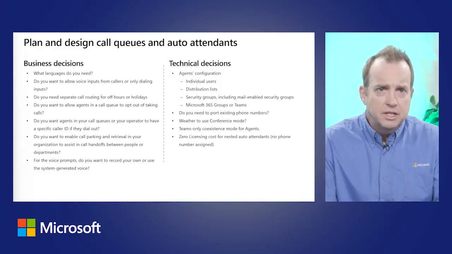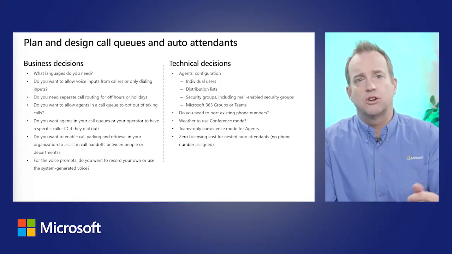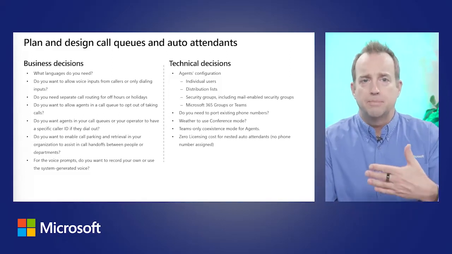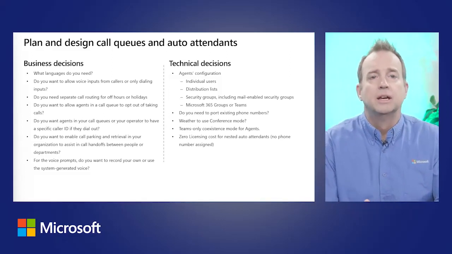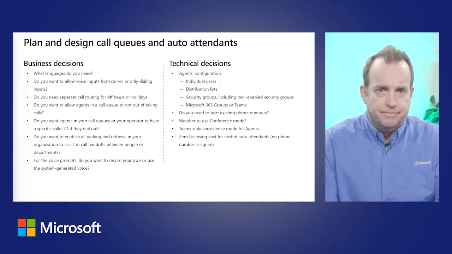And do you want to have a specific caller ID for dial out? So let's say you're a collection agency. You want all your agents' apparent number to be the same. That way people can't call into a specific extension directly. They must call the general number.